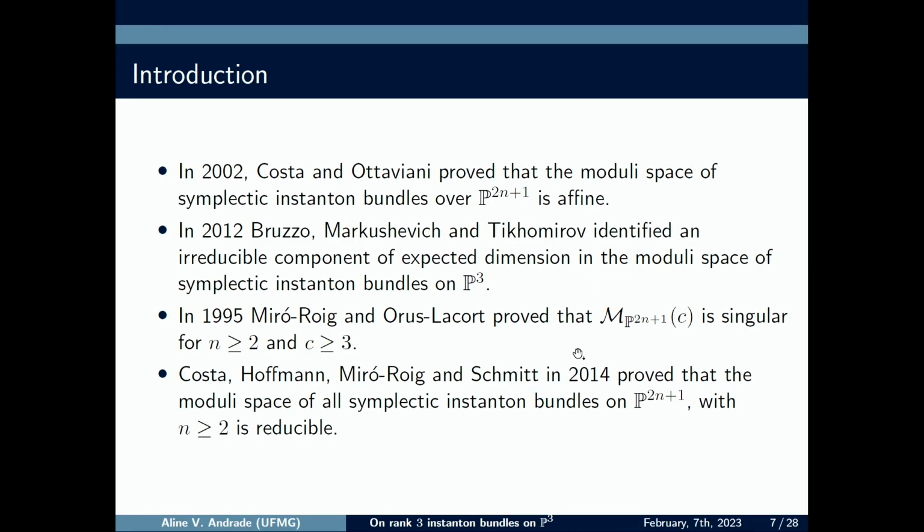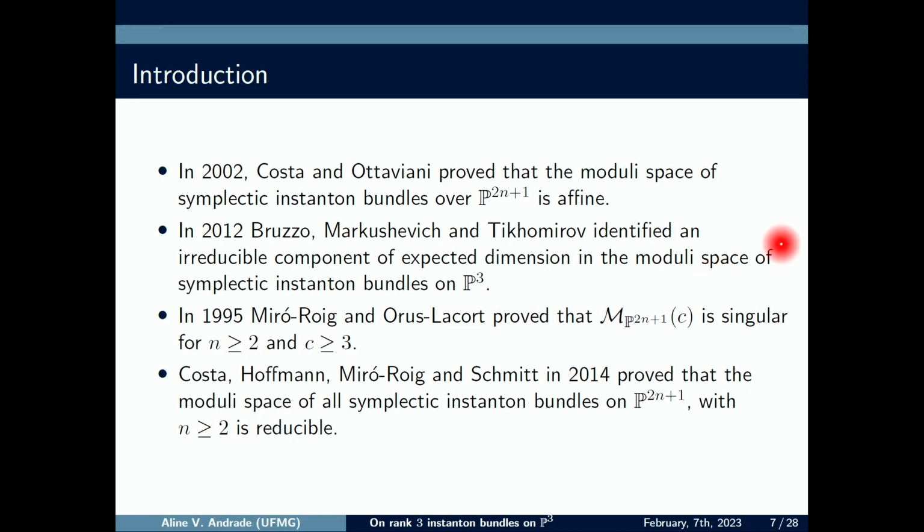Bruto, Markushevich, and Tikhomirov identify irreducible components of the expected dimension of the moduli space of symplectic instanton bundles on P3. I like this paper very much because it's the one that gives the idea of my PhD thesis on instantons. In order to study these irreducible components, they associated the symplectic instanton bundles with skew-symmetric matrix forms, and then I studied the orthogonal case, associating them with symmetric matrices. So I like this paper very much.